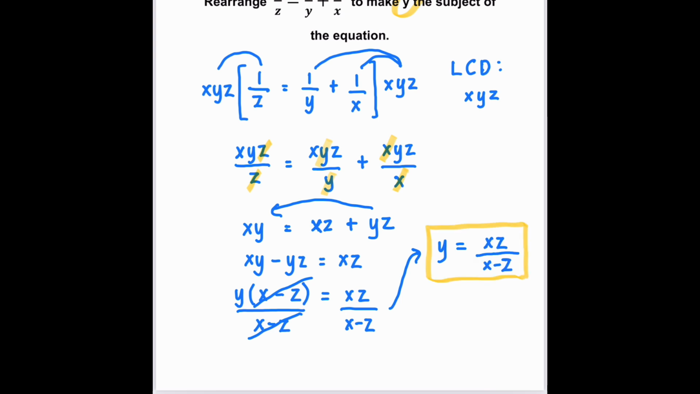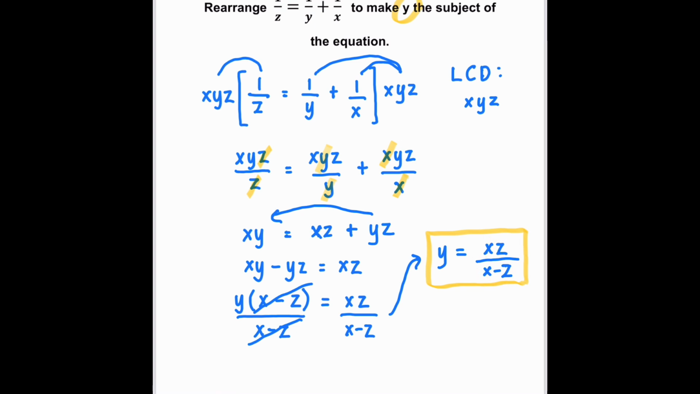Just a reminder here, you cannot cancel out the x and z, okay? You cannot. All right, are you ready for the challenge question? So grab your pen and paper and answer this.